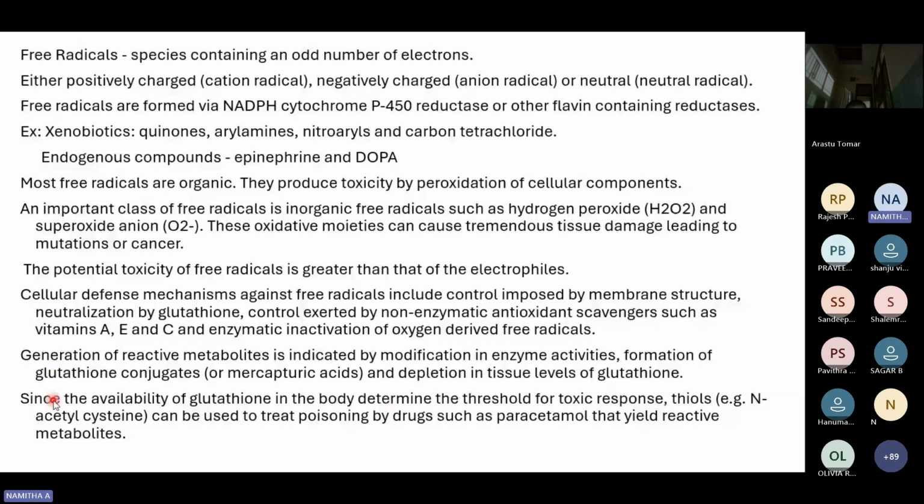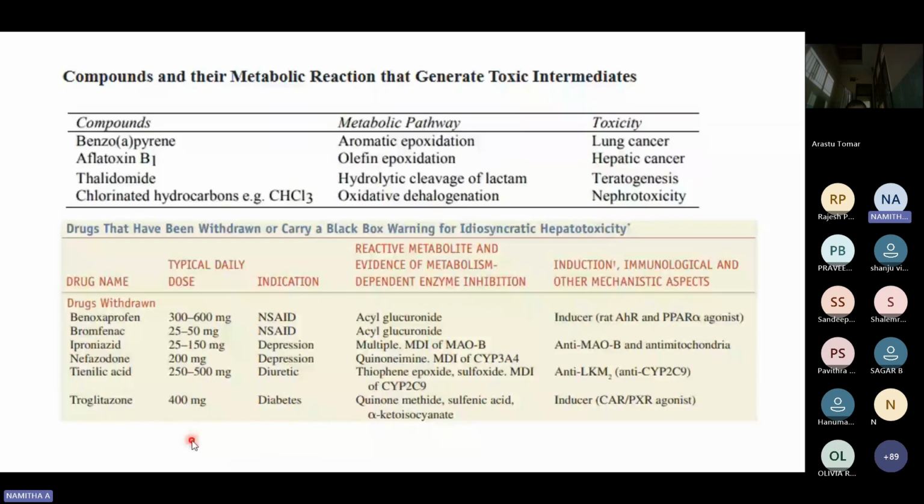Some of the compounds and their metabolic reactions that can generate toxic intermediates: Benzopyrene, metabolic pathway is aromatic epoxidation. This leads to lung cancer. Aflatoxin B1, olefin epoxidation. This leads to hepatic cancer. Thalidomide, hydrolytic cleavage of lactams. This causes teratogenesis. Chlorinated hydrocarbons, metabolic pathway oxidative dehalogenation. This causes nephrotoxicity.